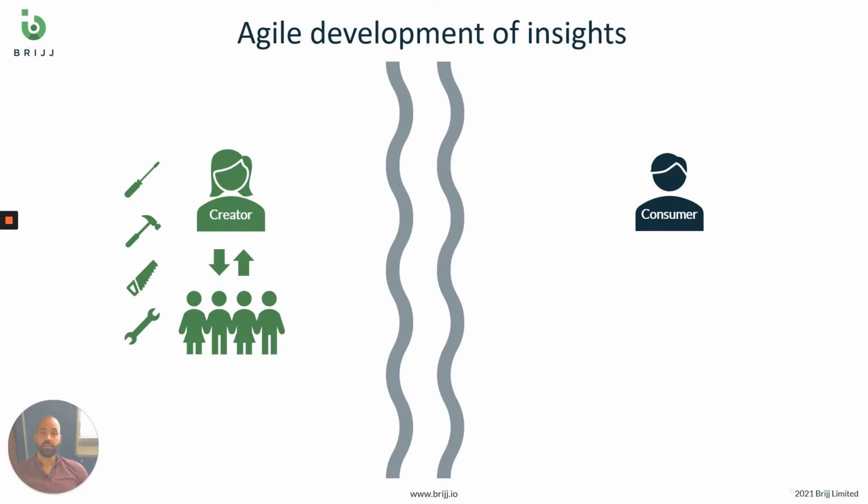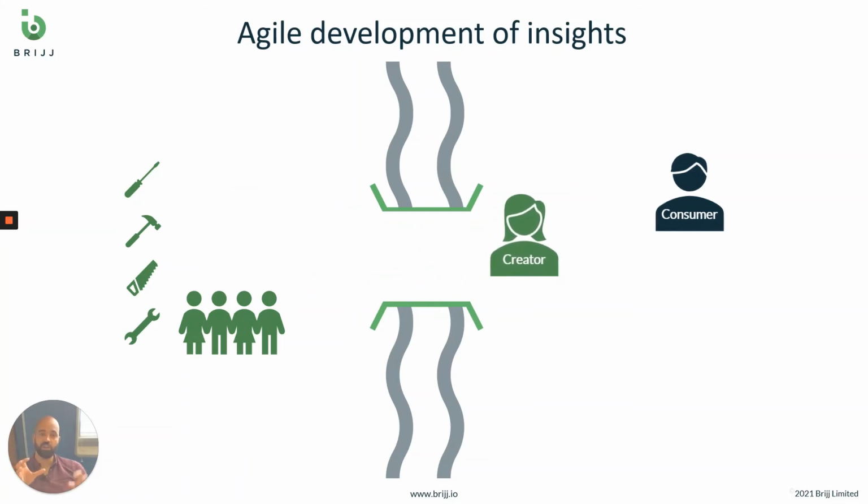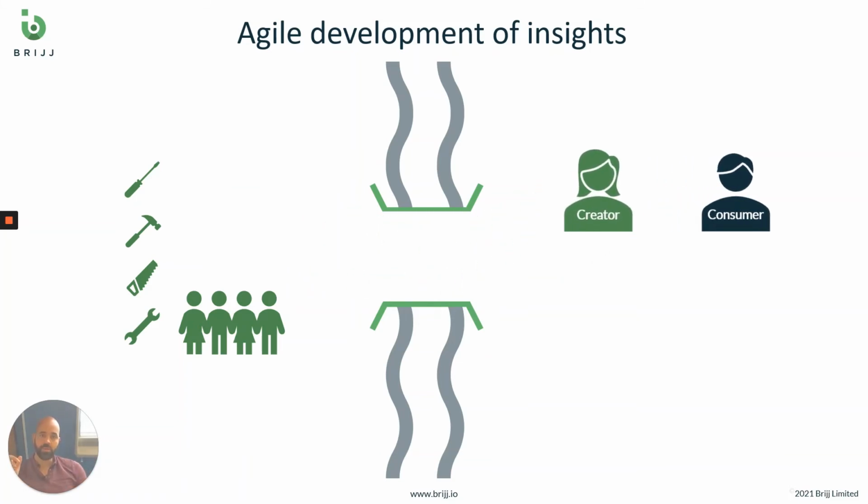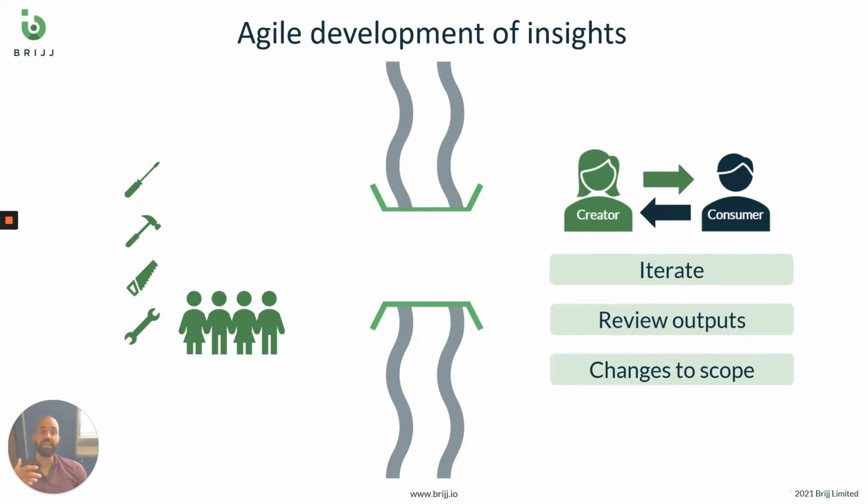What you need to be sure to do is accept the reality that a bit of a gap will form and is needed to a degree, and have some kind of metaphorical or literal bridge, which means creators and consumers can connect in an easy but structured way. This way you can iterate, you can review draft outputs, you can agree change to scope, and generally collaborate. But all of this needs to be recorded, documented, so that lessons can be learned.